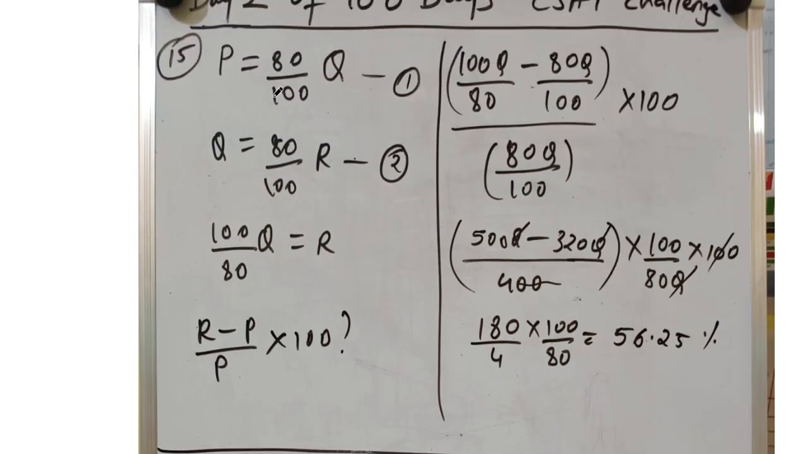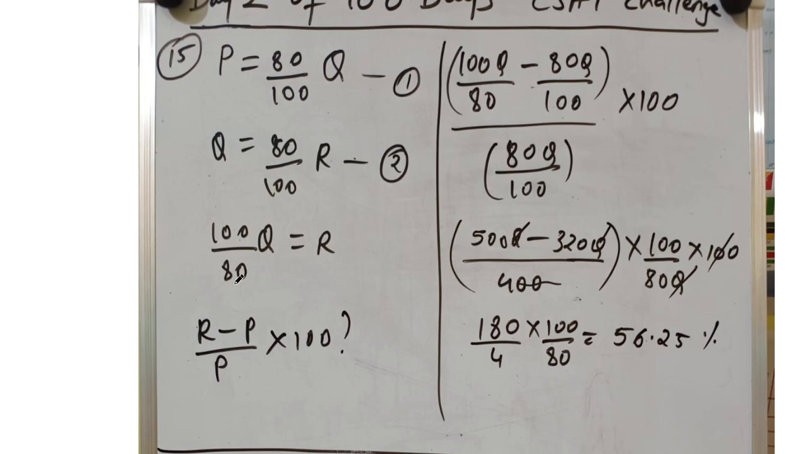We got two equations, which is P's salary is 80% of Q's salary. We can write, because 20% less means it is 80, right? 80% of Q's salary, that is equation 1, and Q's salary is 80% of R's salary, so it is equation 2. When we take this 80 by 100 to the left hand side, we will get R is equal to 100 by 80 Q. Yes or no? 100 by 80 Q.